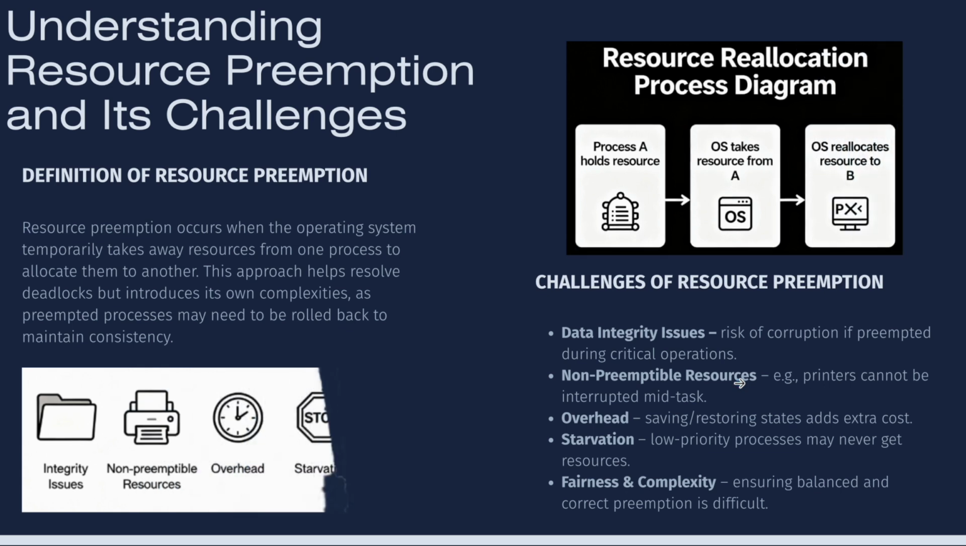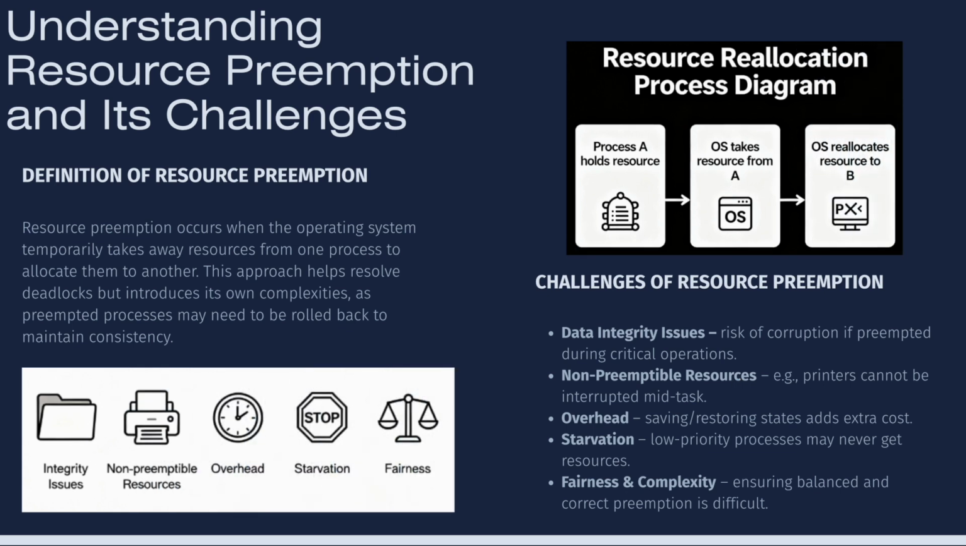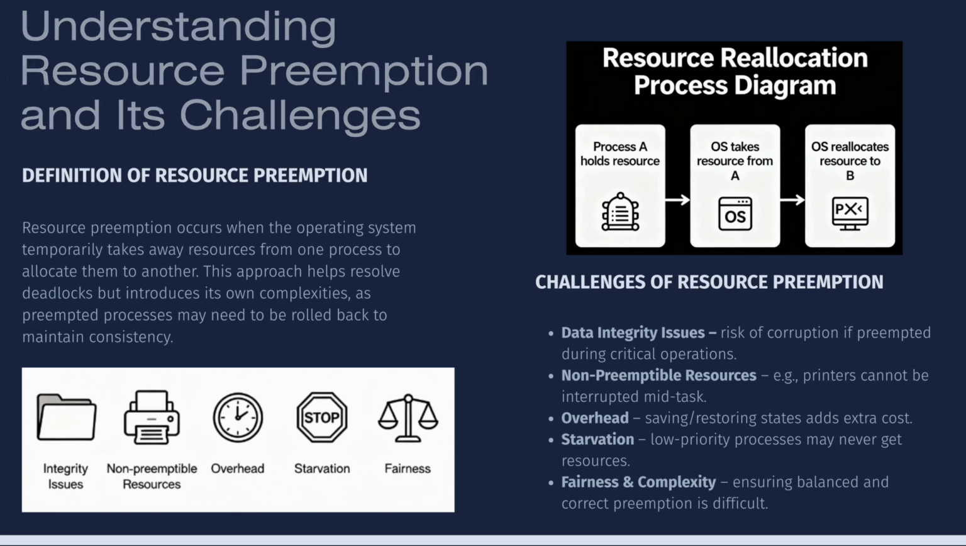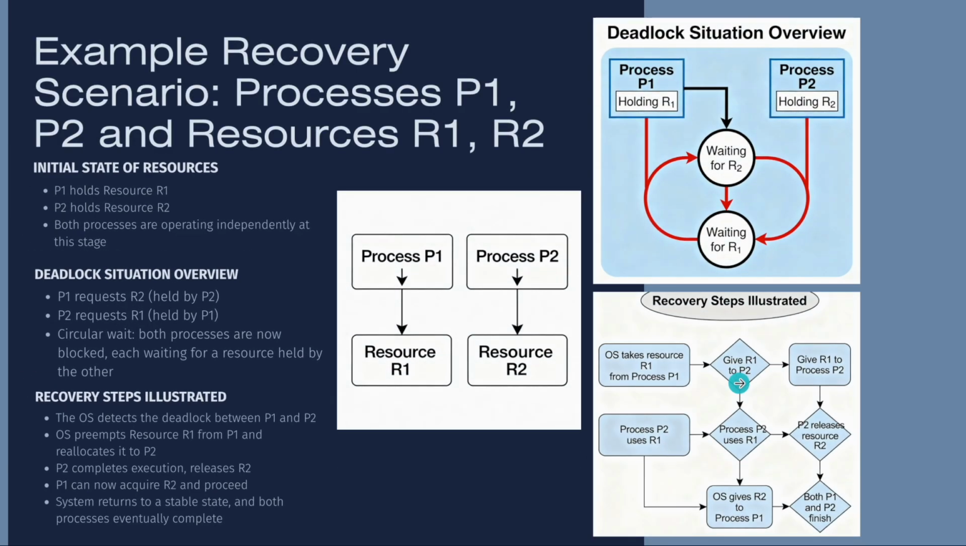Understanding resource preemption and its challenges. Resource preemption enables the operating system to reclaim resources from one process and allocate them to another to resolve deadlocks. However, it introduces several challenges: data integrity risks, the existence of non-preemptible resources, additional overhead for state management, and potential starvation of low priority processes. Effective system designs must address these concerns while leveraging preemption for deadlock resolution.